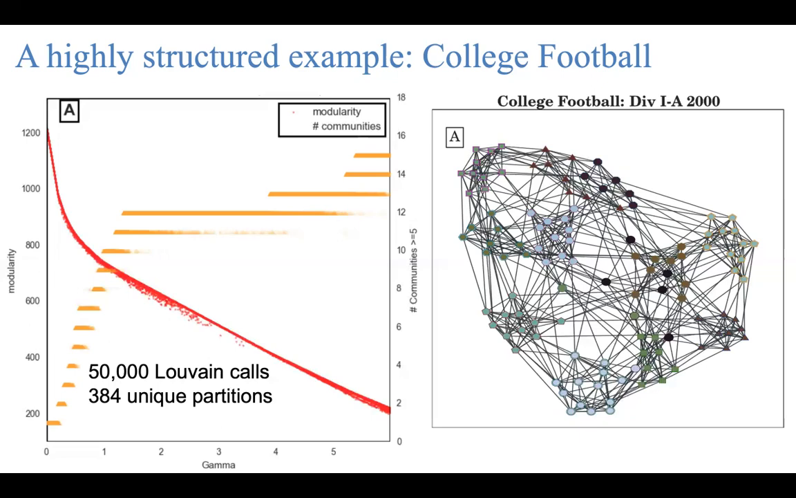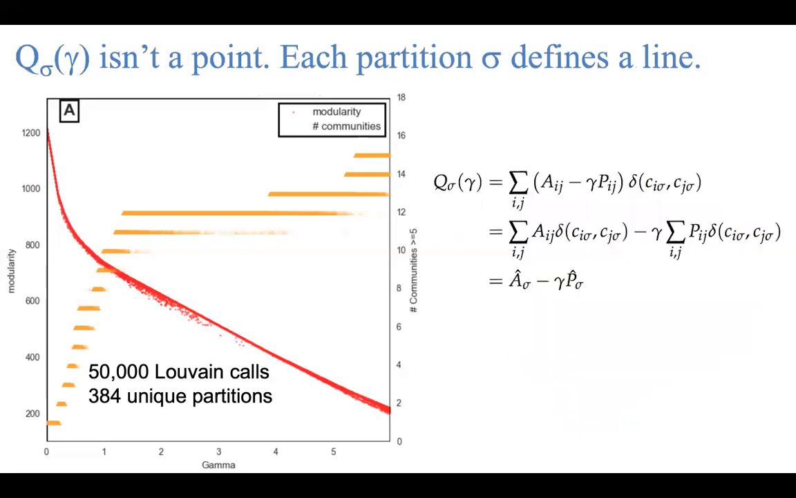And very importantly, again, I want to stress that the plateau here is definitely at gamma values larger than the default gamma equals one value. Again, 50,000 Louvain calls here is total overkill for the purpose of this demonstration. We don't need this many. And in fact, even though we called Louvain 50,000 times at randomly selected gamma values, we only got back 384 different partitions of nodes into communities here. Nevertheless, how to make sense of 384 partitions is maybe a bit of a headache.